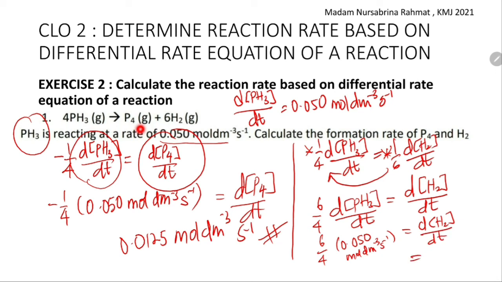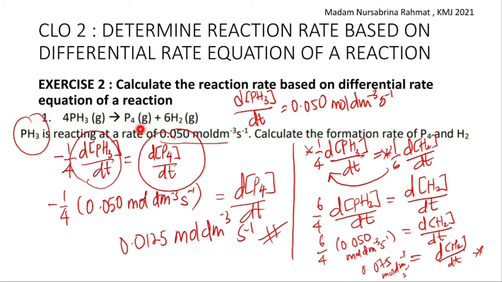And if you press your calculator, you will get your answer to be 0.075. Make sure to write down the final unit in the final answer. That's it. That's easy, very simple. You just need to make sure you write down the correct differential rate equation.